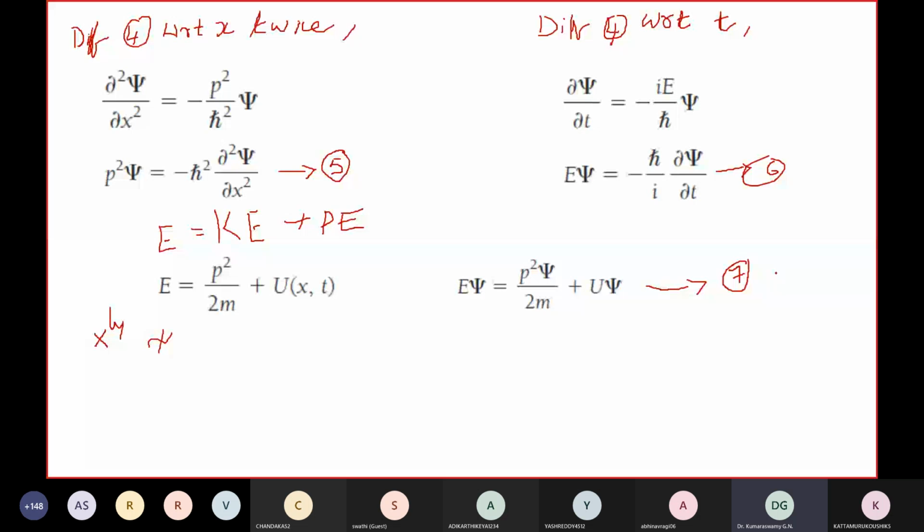Substituting 5 and 6 in 7. So write down. Substituting 5 and 6 in 7. What do we get? This is what we get. We get this: i h cross dou psi by dou t is equal to minus h cross square by 2m dou square psi by dou x square plus U psi.